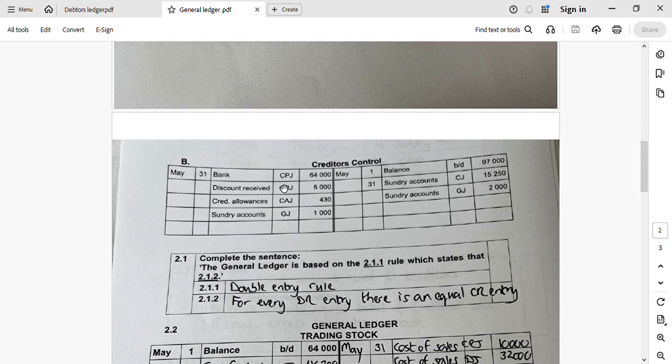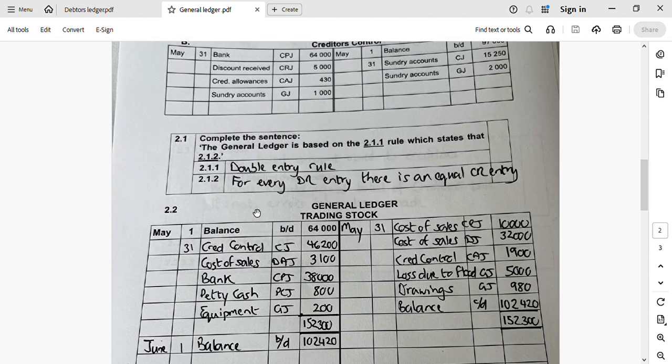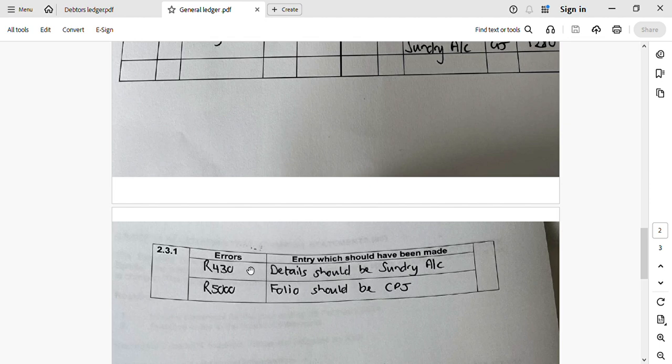Bank CPJ, we're paying back, that's right. Discount received, CRJ, that is wrong. Okay, the discount is recorded in the cash payments journal. And then here it says creditors allowances. When you return stock or equipment or stationery, there are lots of contra accounts for this amount here, so you don't write creditors allowances, you call it sundry accounts. So the first error was a 430, the details should have been sundry accounts. The 5,000, the folio should have been CPJ.